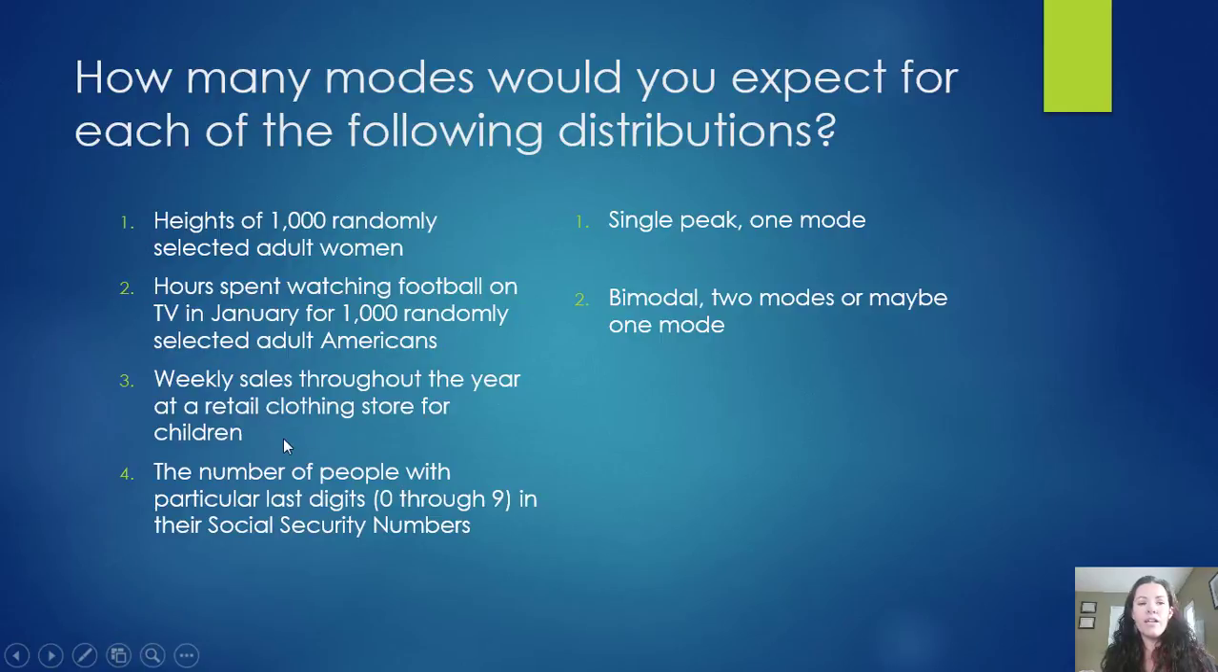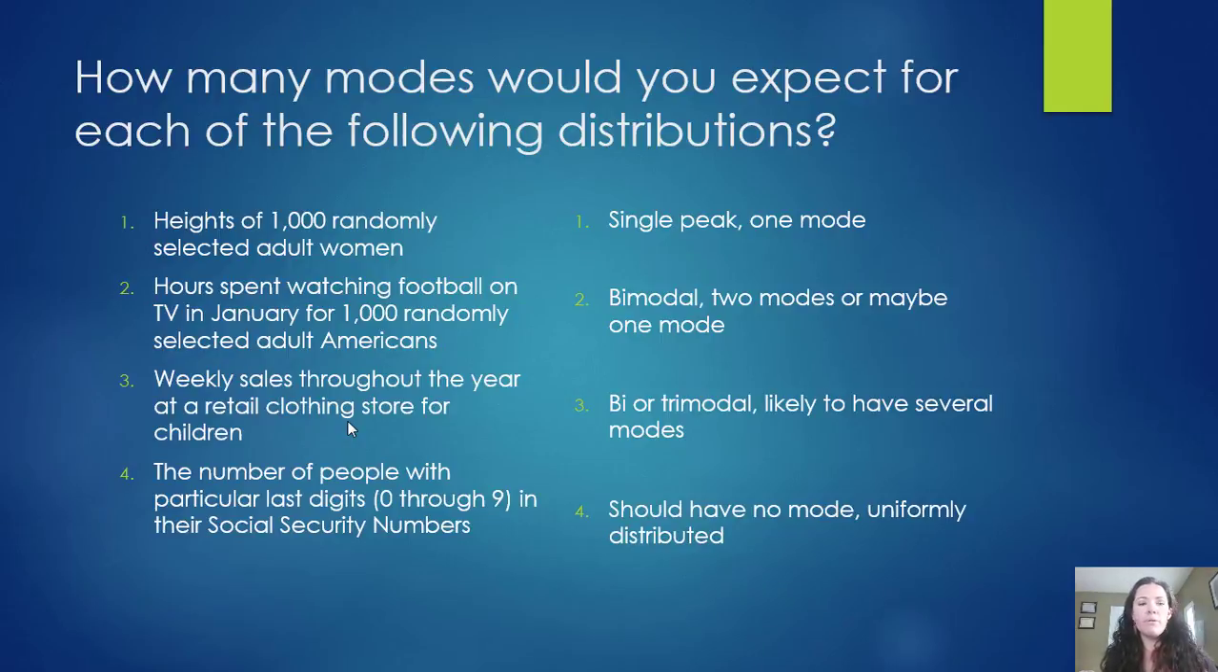Weekly sales throughout the year at a retail clothing store for children. This one we'd say bimodal or trimodal, mainly because there are going to be peaks where people buy a lot of clothes when school starts again, like in August and September. Probably in December, a lot of people buy clothes for Christmas. Then maybe again in about spring to get ready for summer. So this could be more than one mode just because you have different peak times where people are buying clothing.